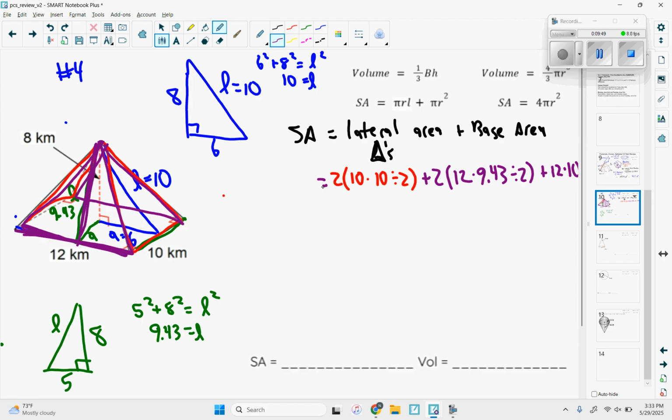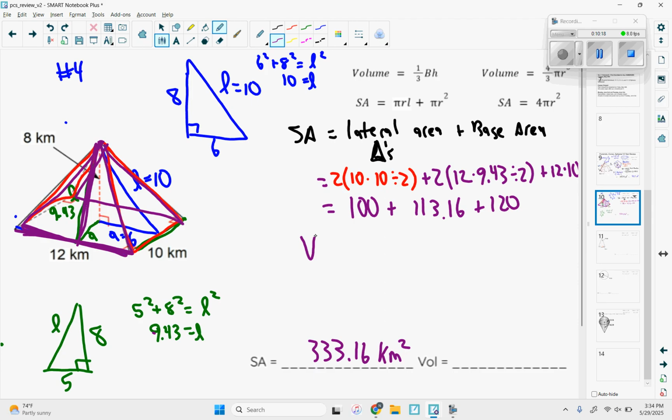So this is what we're going to solve in order to get our surface area. And when we go through that, these 2 triangles will equal 100, these two triangles are 113.16. The base area is 120. And we add that all up, and we get a total surface area of about 333.16 kilometers squared.